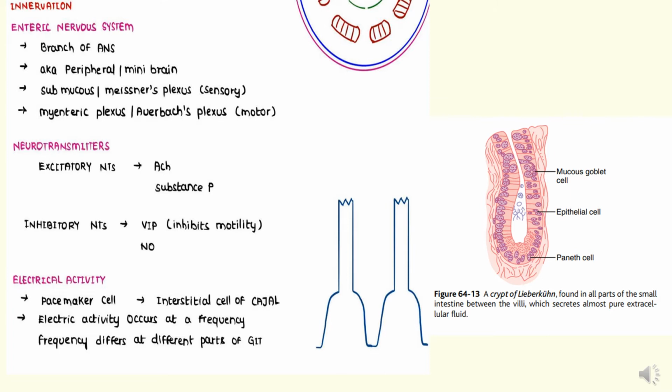Electrical activity occurs at a frequency. The frequency differs at different parts of the GIT. The figure shows the crypts of Lieberkühn found in all parts of the small intestine between the villi, which secrete almost pure extracellular fluid.